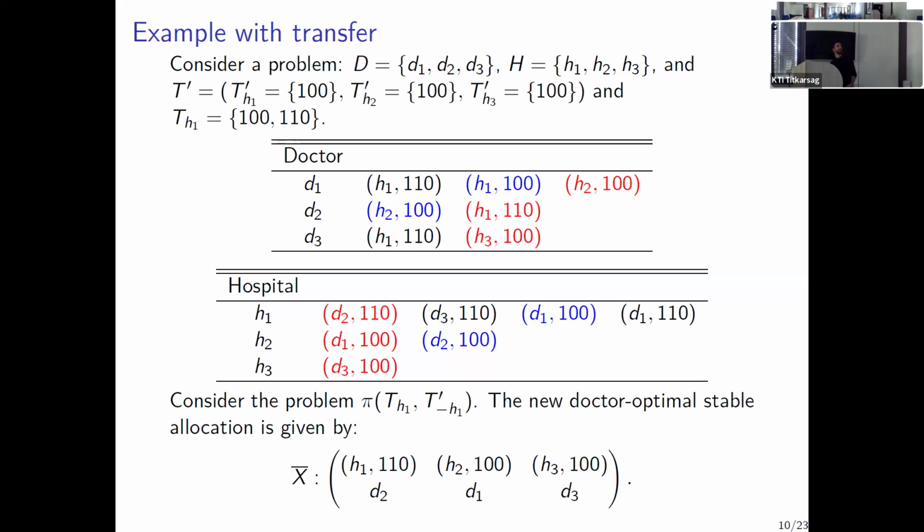Here the intuition is that there is a competition between D1 and D3, while D2 mainly cares about H2. And due to the competition between D1 and D3, D2 is forced to accept a less preferred contract. Even if the salary is higher, D2 prefers H2 with a salary of 100 to H1 with a salary of 110.